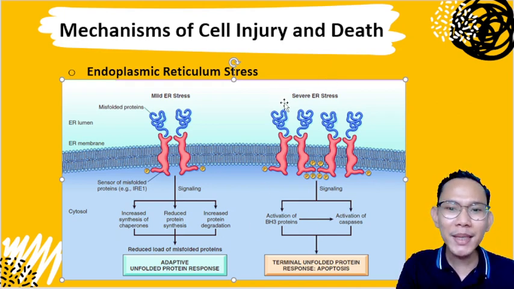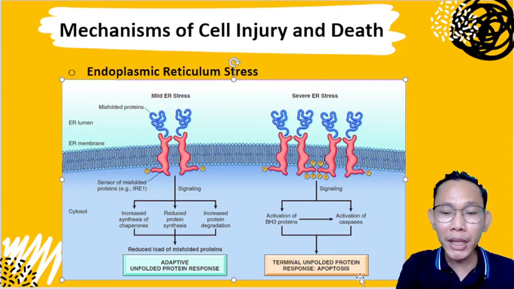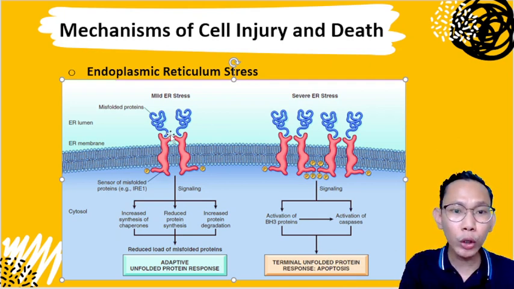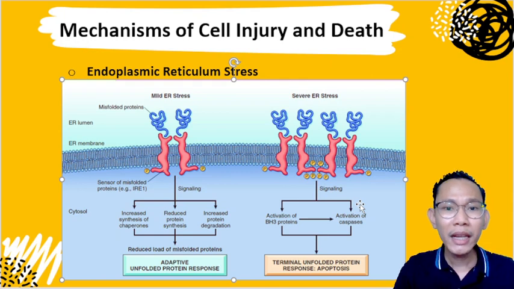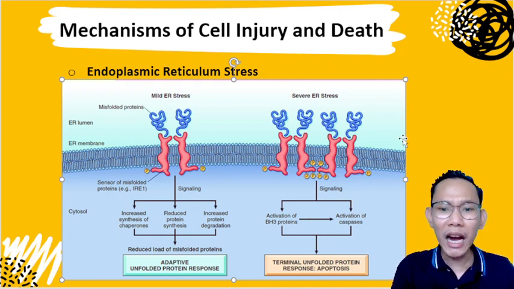So, in short, pag may severe ER stress, lalong dumadami yung misfolded protein, anong net effect? There will be apoptosis. Terminal unfolded protein response or your apoptosis. In short, the body was not able to adapt. Dito nakaka-adapt pa kasi konti lang yung misfolded proteins. Pero pag masyadong marami ng misfolded proteins, our body will not be able to adapt. That's why there will be irreversible cell injury. Ito na yung tinatawag natin na apoptosis. Very good. We will discuss this apoptosis later on. So that's how your endoplasmic reticulum stress causes cell injury and death.